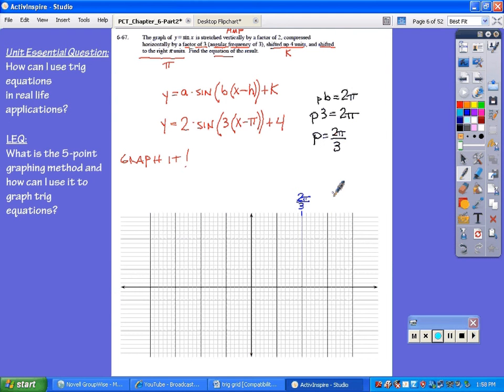All right, which would make this pi over 3. It's half of 2 pi over 3. All right, and then this here would be pi. That's how we're going to label our x-axis.